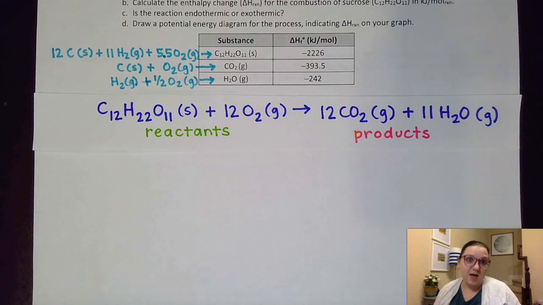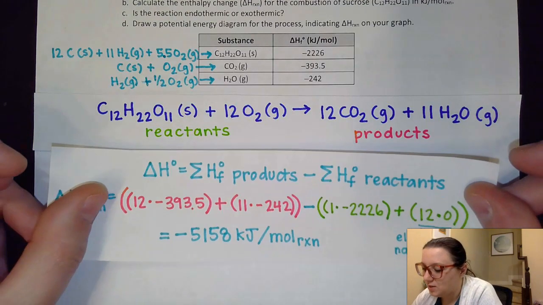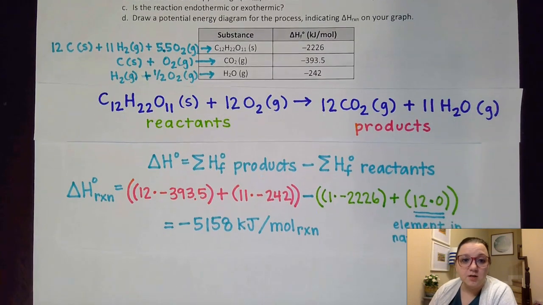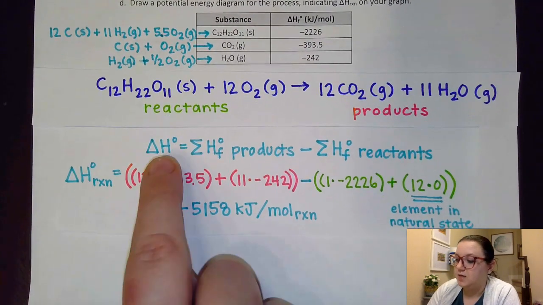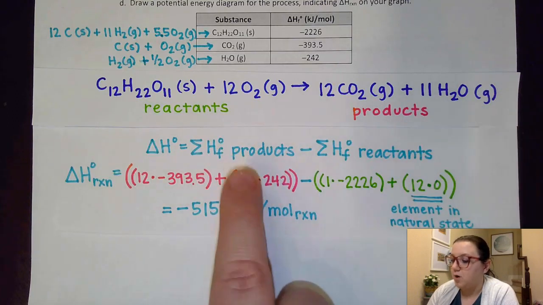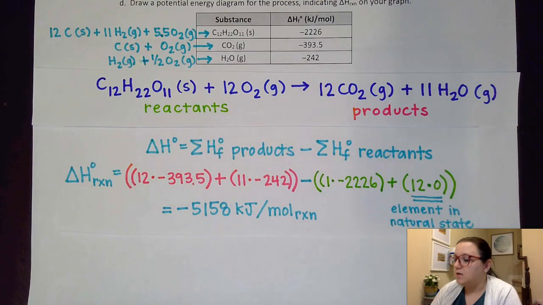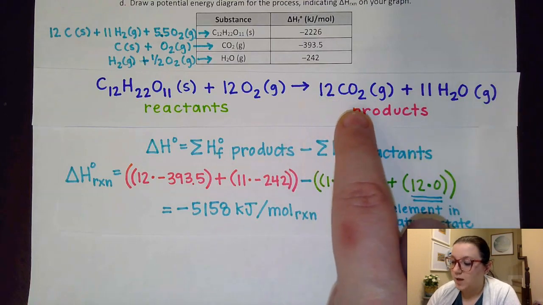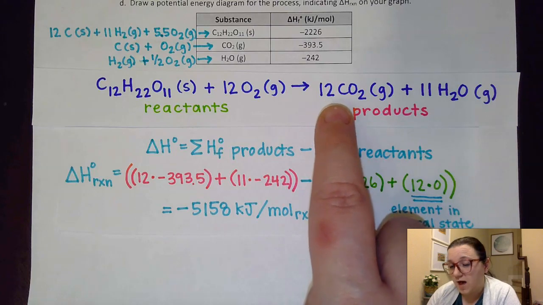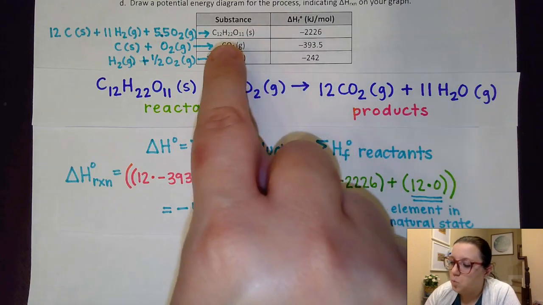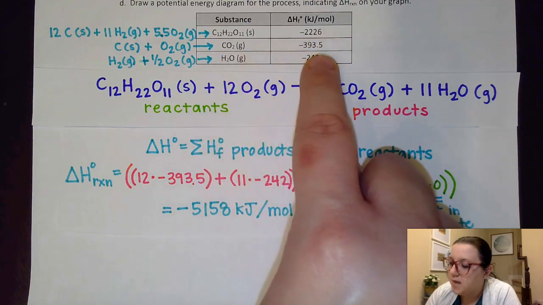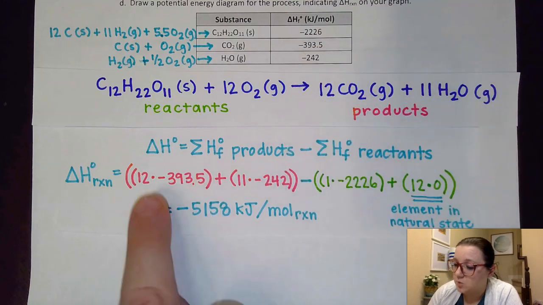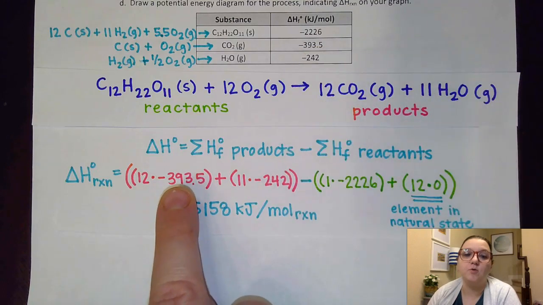So let's talk about the actual calculation that I would do. Let me go ahead and throw it up here. First, I wrote my equation for calculating the delta H of this overall process by doing products minus reactants. And so I dealt with the product side first. The first product was CO2. I see that I have 12 moles of that, but I know that forming every 1 mole of CO2 is a negative 393.5 energy change. And so I took that 12 and multiplied it by that negative 393.5.